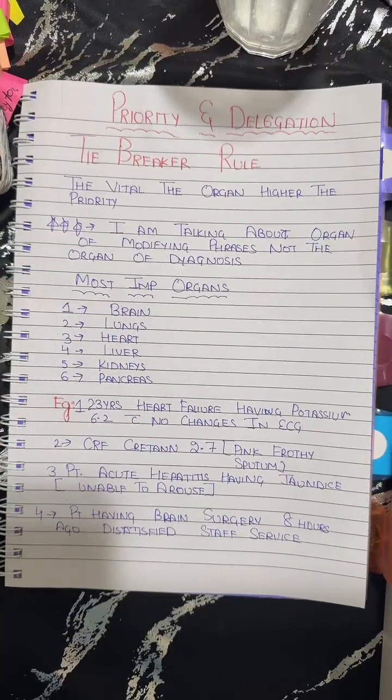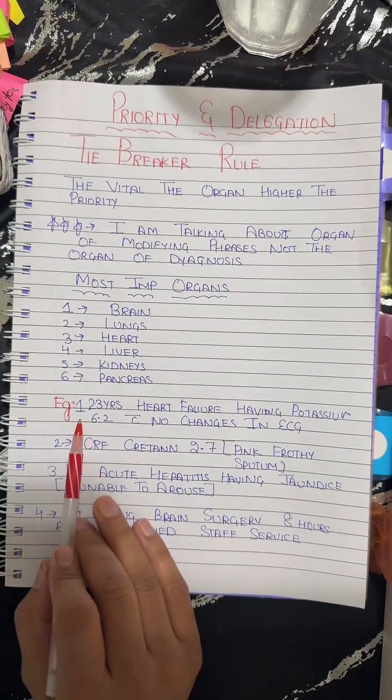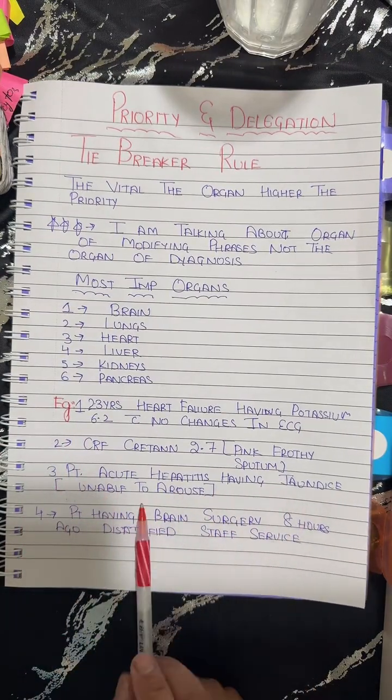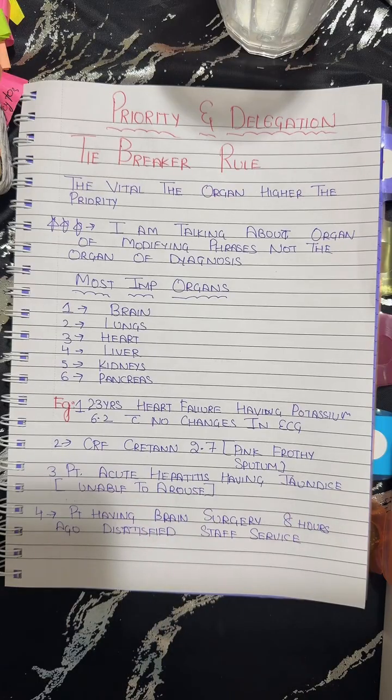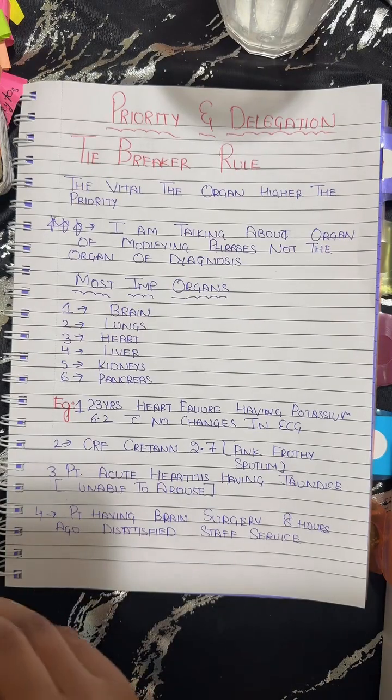A, number 1. Patient with acute hepatitis having jaundice, unable to arouse. Everybody please comment your answer. Are you sure? Just read the question again and follow the rule. Yep, okay, good. D then.